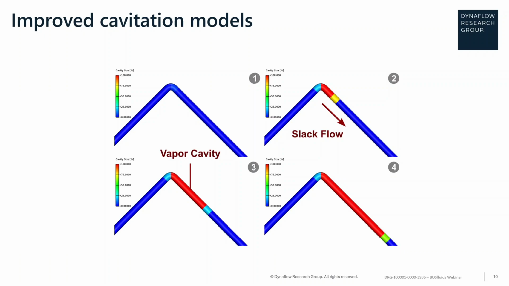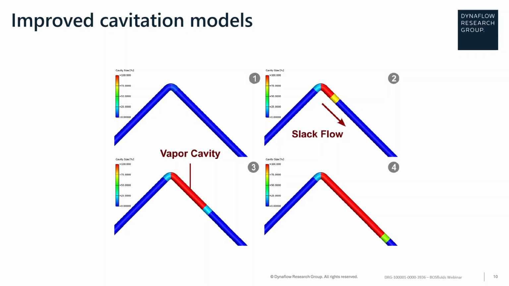But these default models, which are present in BOSfluids and in other packages as well, are mainly aimed at column separation. So for instance, when you have a closing valve, downstream of the valve you will pull a vapor cavity behind the valve.